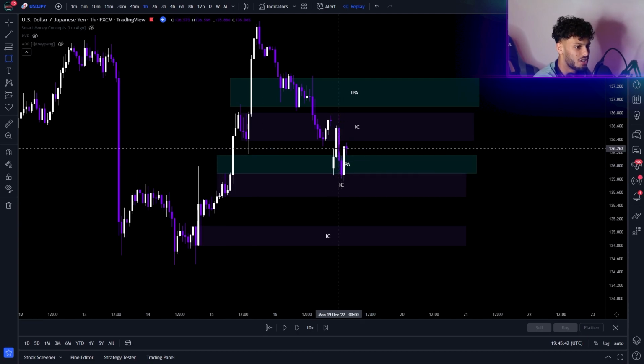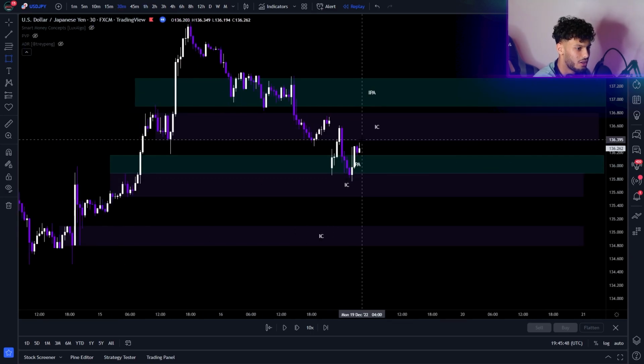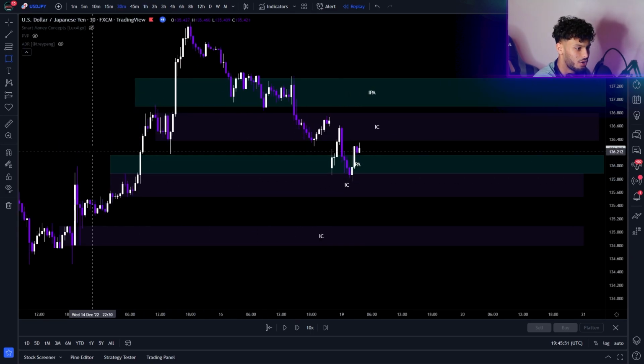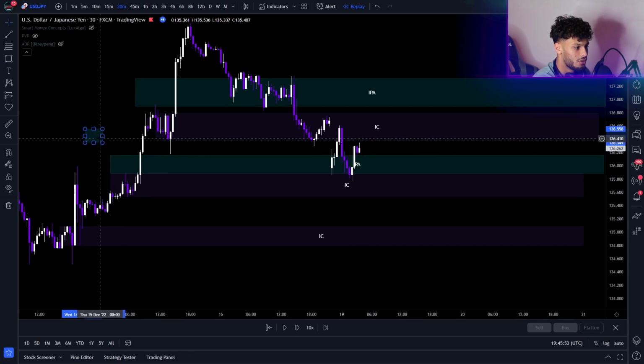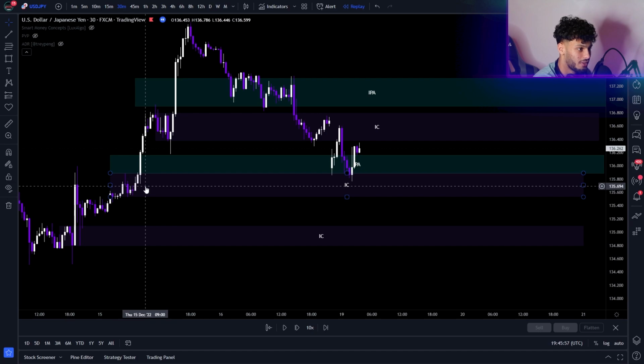is confirmation candles. I don't enter zones. I don't enter straight away from zones anymore. I wait for confirmation candles. I wait for price to make a couple of bullish candles in order to let me know that this candle is indeed being respected. That this demand is indeed being respected.